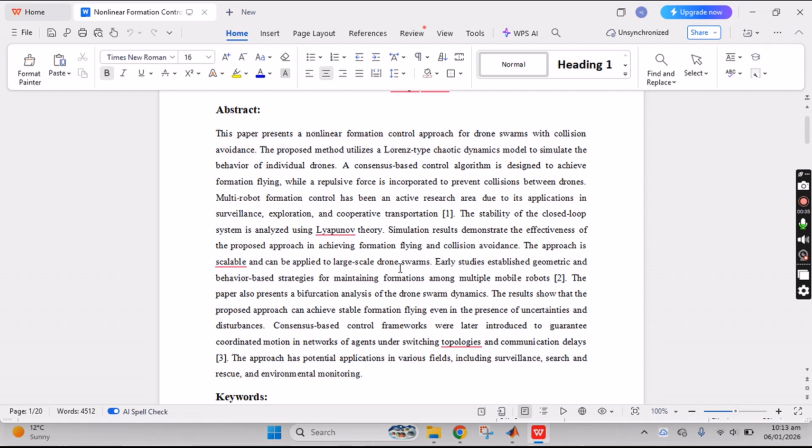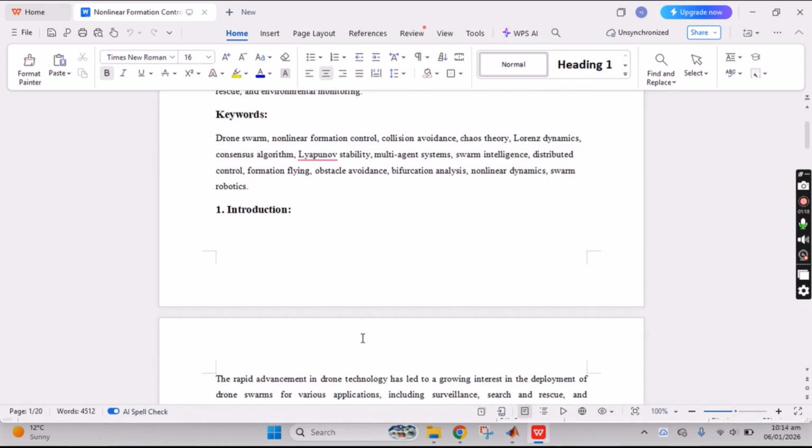The control algorithm is designed to achieve the formation of flying while a repulsive force is incorporated to prevent collisions between the drones. Multi-robot formation control has been an active research area due to its application in surveillance, exploration, and cooperative transportation. The stability of the closed-loop system is analyzed using the Lyapunov theory, and the simulation results demonstrated the effectiveness of the proposed approach in achieving the formation of flying and collision avoidance as well.